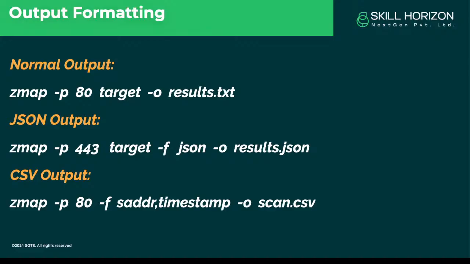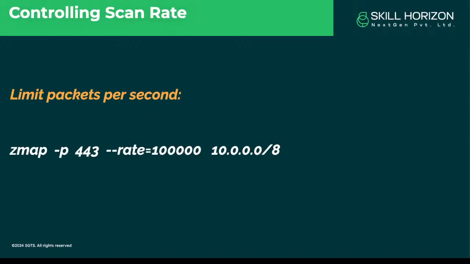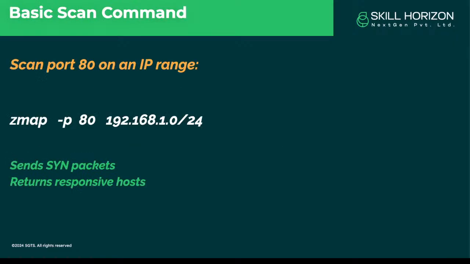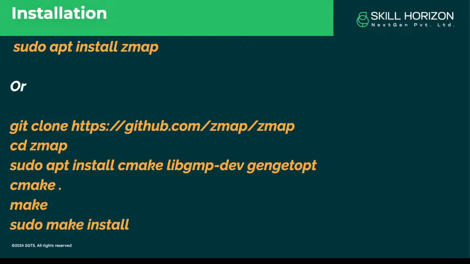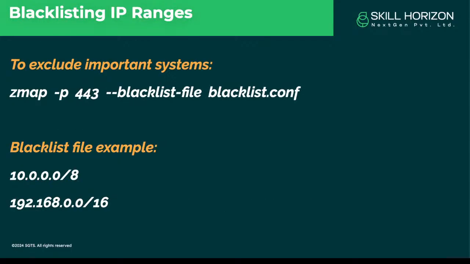So let's quickly recap this. This is the simple, basic command. If you want to scan a single port across a range of IPs, then you can provide your target like this. If you want to limit your packets, then you can use --rate and provide a number, basically how many packets you want per second. And then if you want to store the output, you can use those options. Normally if you need the output in text format, but if you need JSON or CSV, then you can use the other options.